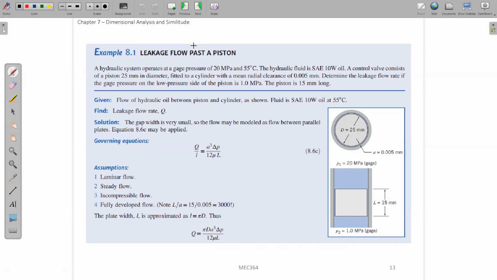Okay, for this problem, from the picture you will see that this is not really a flow between two plates. It's like a flow inside a cylindrical annulus. The reason is that the flow is flowing in this small annulus, but the gap of this annulus is very small compared with the cylinder diameter.